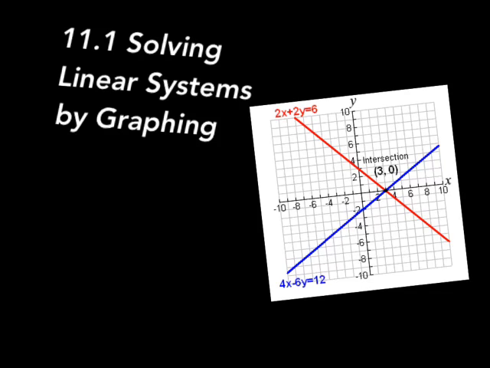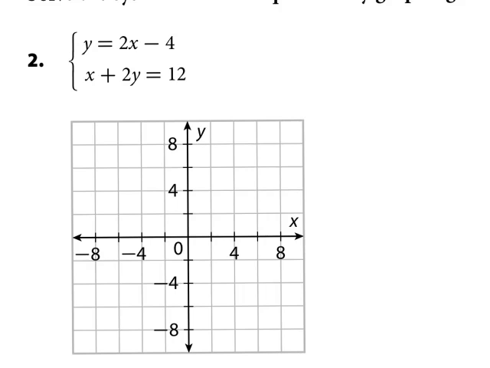Solving linear systems by graphing, 11.1. I am going to help you with number 2. And I will mark the first equation in blue and I will mark the second equation in red.